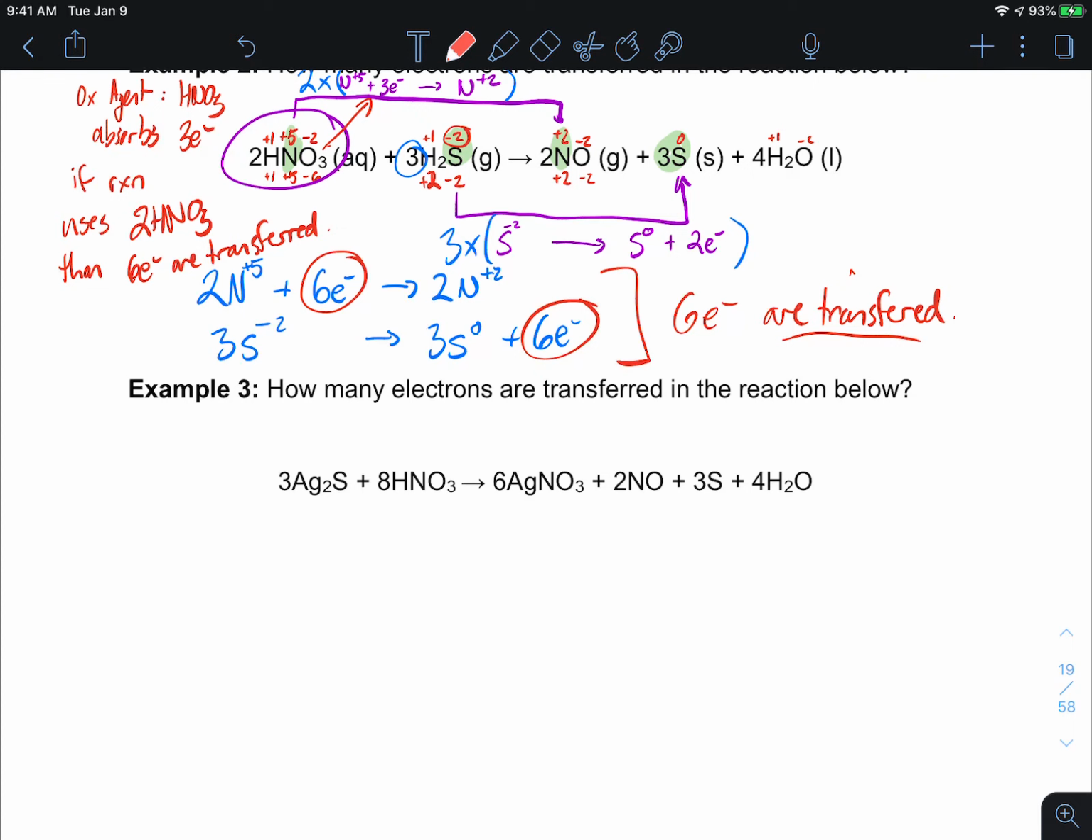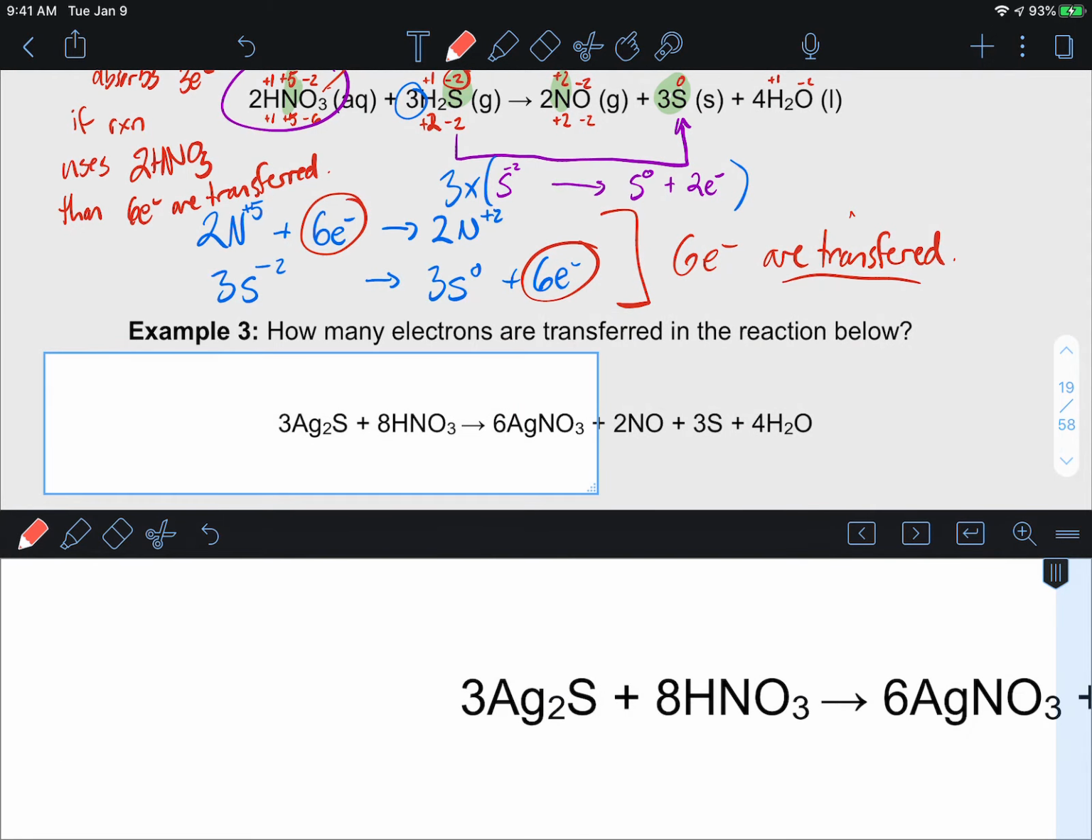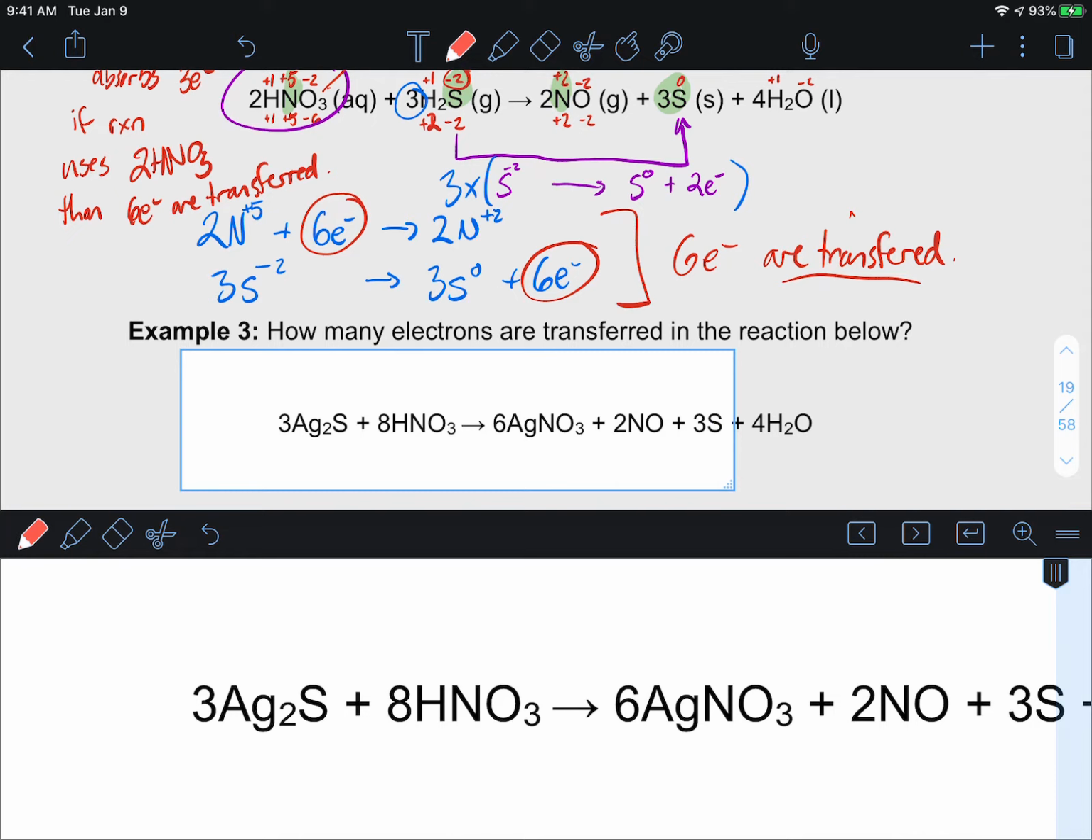Okay, so let's look at the next question and see if we can play around a little bit with some of the knowledge we have now about these oxidizing agents and reducing agents. In this example, I'm just going to work out the various charges right away. Silver is always +1, which makes the sulfur here as an anion -2. That's a pretty common oxidation state.